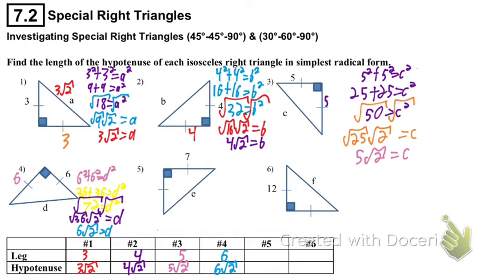Is that going to hold up on our last two? Let's check. So what do we think the hypotenuse will be on number 5? 7 times the square root of 2. Not to a power, but 7 times the square root of 2. Well, let's check it out. 7 squared plus 7 squared equals e squared. 49 plus 49 is equal to e squared.